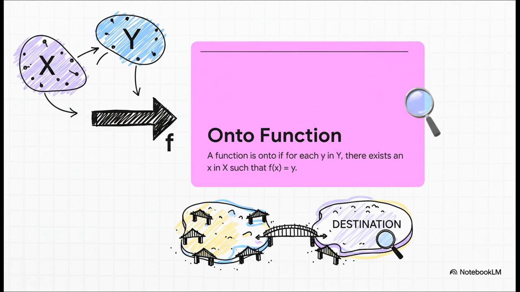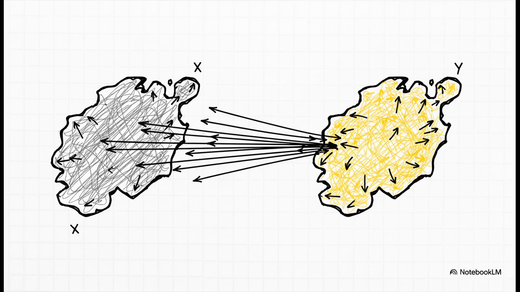Now, not all bridges are created equal. Let's look at a special kind of blueprint. This is what we call an onto function. And this property tells us something really important about the destination of our bridge. So, here's the crucial idea. An onto function guarantees that we cover the entire destination space. You can pick any point you want in space y, and I can promise you there's at least one point back in space x that maps to it. No part of that destination island is left untouched by our bridge.